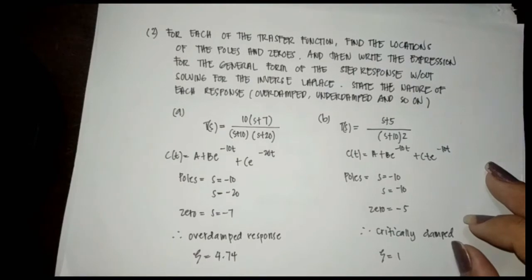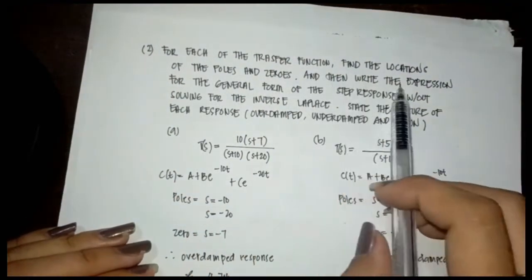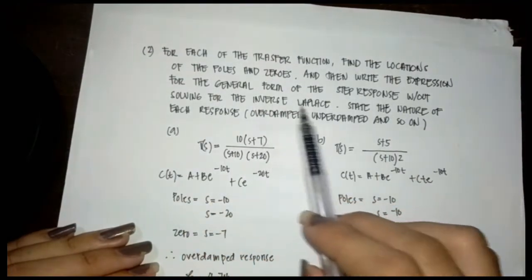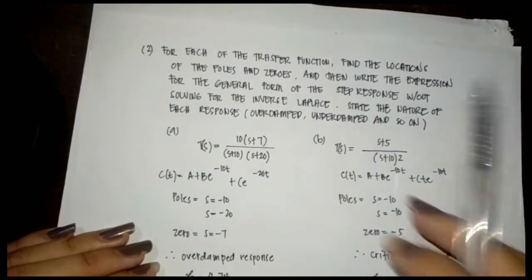Second question or problem is, for each of the transfer functions, find the locations of the poles and zeros, and then write the expression for the general form of the step response without solving the inverse Laplace. State the nature of each response: overdamped, underdamped, or critically damped, and so on and so forth.